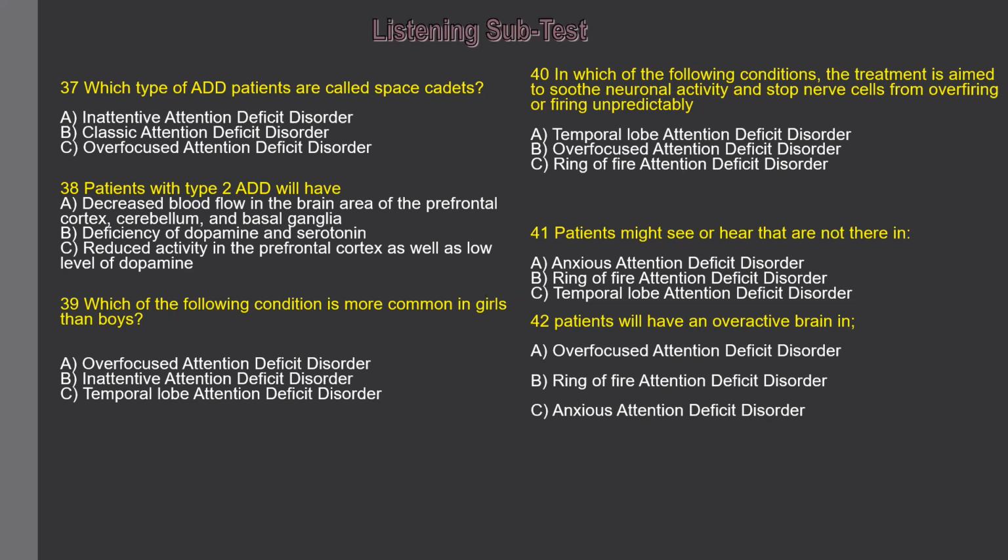Type 6. Ring of Fire attention deficit disorder. People with Ring of Fire attention deficit disorder have an overactive brain. There are excessive amounts of activity in the central cortex and other areas of the brain.